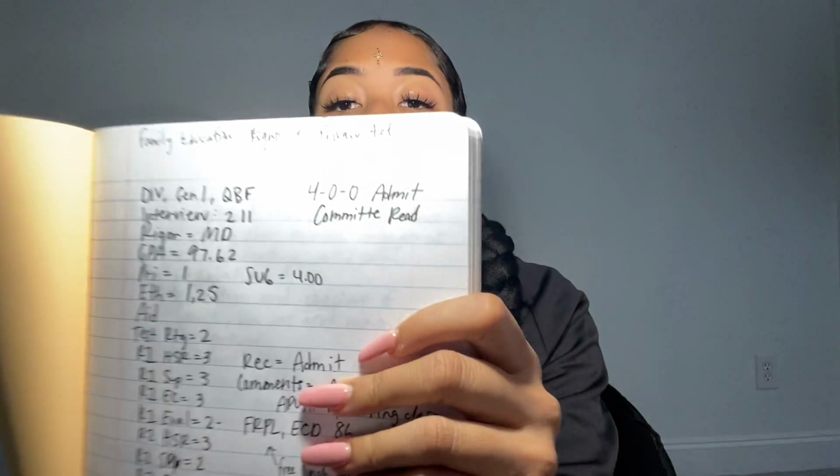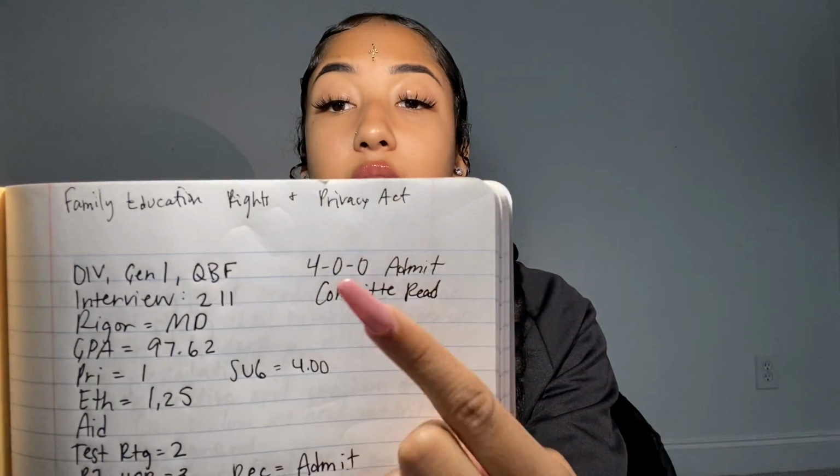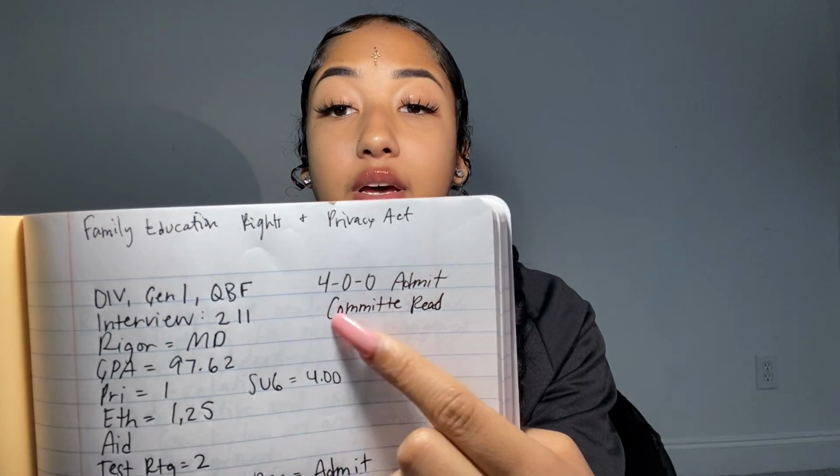And then at the top corner it said 4-0-0 admit committee read. And I'm guessing that means like 4 people were on the committee and they all voted to admit me. I don't know. That's how I deciphered it, because this is how it looked. So this is what I'm talking about, 400 admit committee read. That's exactly how it was printed on the page, so I just copied that down. I'm not sure if that's what it means, but that's how I deciphered it to be.